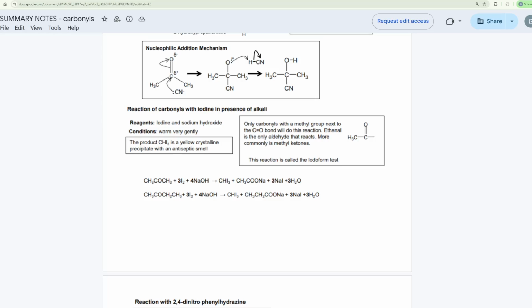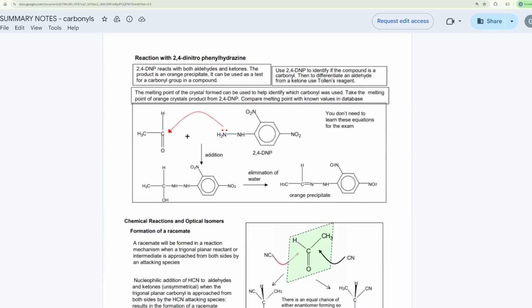Okay, iodoform test, interesting. Reaction with 2,4-dinitrophenylhydrazine, 2,4-DNPH, or just DNP here. It reacts with both aldehydes and ketones. The product is an orange precipitate. It could be used as a test for a carbonyl group in a compound.